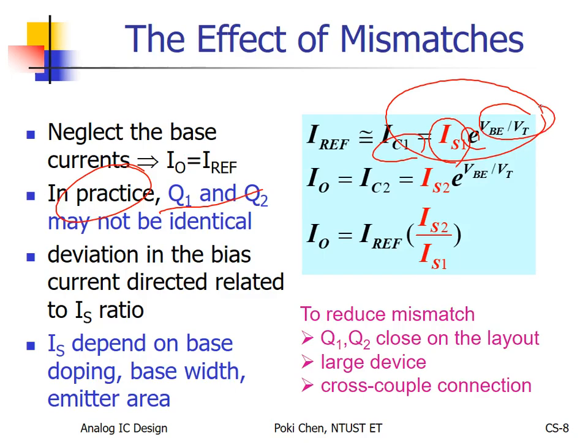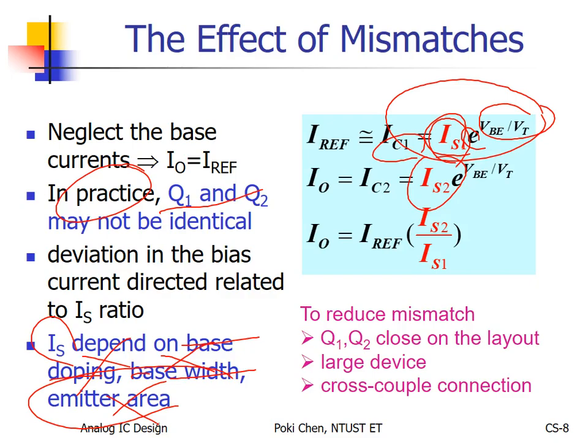So the main issue is that the scale current won't be exactly the same after fabrication, because the scale current depends on the base doping, base width, and emitter area. After fabrication, I promise you, nothing will be the same. That is really upsetting, but that is also our real life. Nothing is perfect. You need to face such non-ideality and try to deal with it, try to reduce the impact. That is what you need to do.